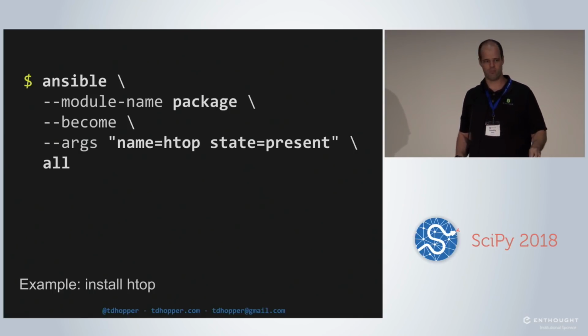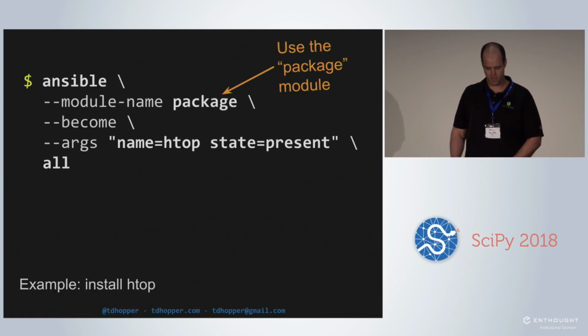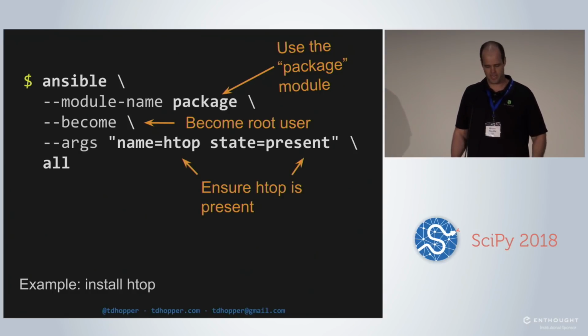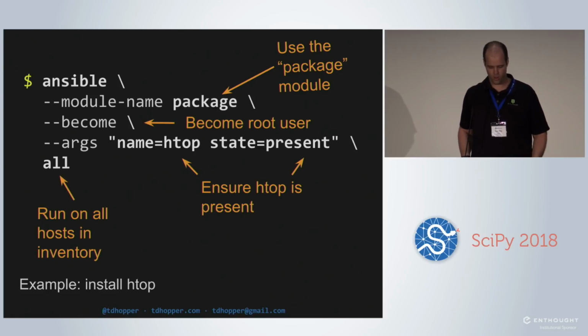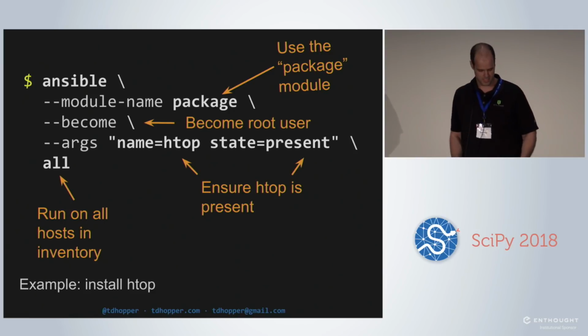So Ansible has what are called modules, which are special functionality that allow us to do a bunch of different tasks. So for example, there's a module called package, which is going to go onto the machines and attempt to install some packages. So what I'm saying here is use the package module. I'm going to become the root user, because a lot of package managers you would have to run with sudo and be the root user. And what Ansible is saying is ensure that htop is present on the machines, and it's going to run it on all the hosts in my inventory. So those were the 3 machines that I listed.